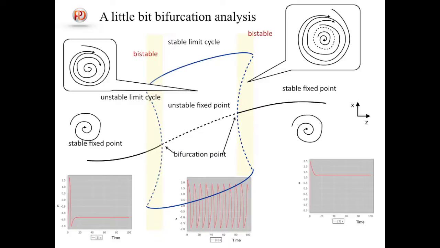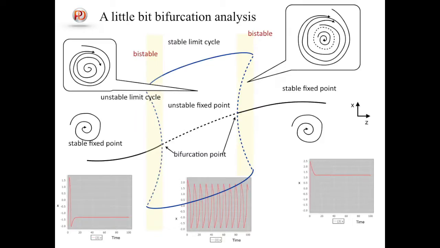When the value of Z is small, that is the left side of the diagram, there is only one single solid black curve, meaning that there is a unique stable fixed point. And moving to a little bit larger Z, in the yellow shadowed region, there are a black solid curve and a blue solid curve, separated by the dashed blue curve. This is the bistable region. If the initial point is inside of the unstable limit cycle, the state falls into the stable fixed point. But if the initial point is outside of the unstable limit cycle, it twines around the stable limit cycle.